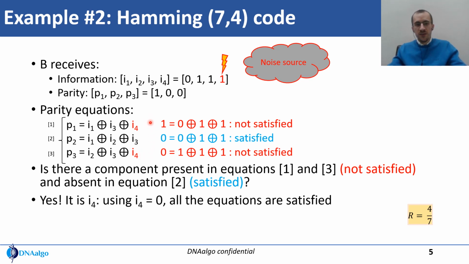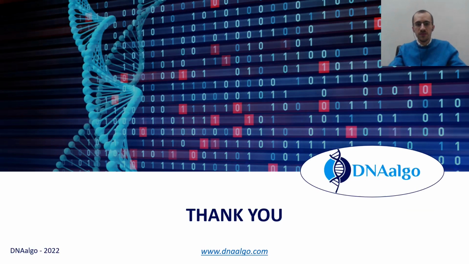So if we change the value of I4 from 1 to 0, we can compute again these parity values, and we see that now the three equations are satisfied. So in this case, we can restore the original message, which is 0, 1, 1, 0. So the decoding is successful. So not only detection, but also correction. That's it. I hope you enjoyed it.